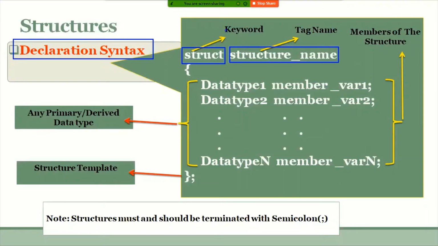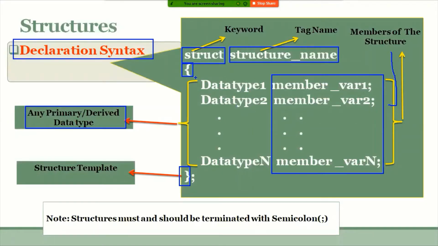This struct is also called a keyword, and starting from the open brace, in between the open brace as well as the closing brace, different variables need to be declared with the help of primary or derived data types. Those are called members of the structure. These are all called members of the structure. And these members need to be declared with the help of a data type, either a primary data type or a derived data type.